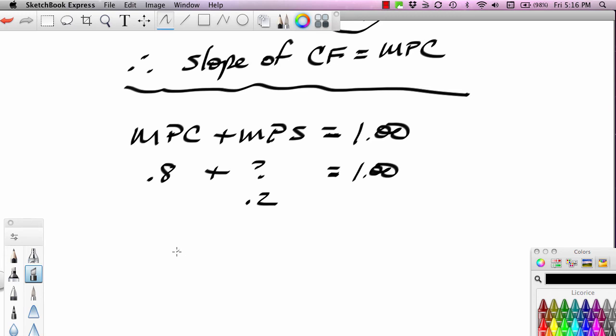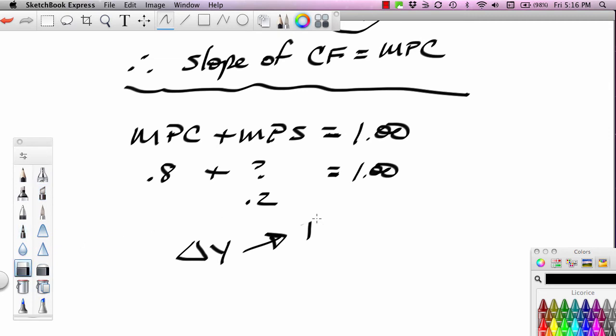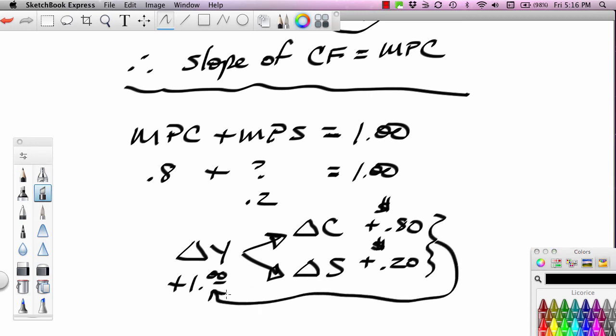So we could write it this way. Let me just generalize it. Change in Y leads to a change in C, but a change in Y also leads to a change in S, saving. So if Y goes up by $1, then C is going to go up by 80 cents, and saving is going to increase by 20 cents. And of course these two must add up and equal that.